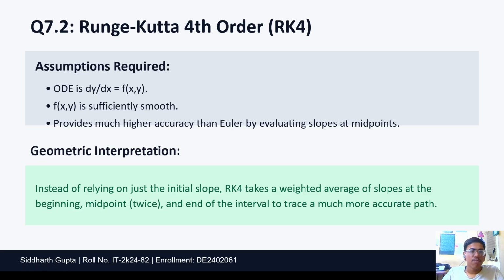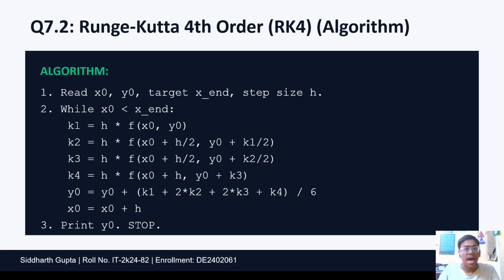Next, moving on to the second part of the question, that is writing the algorithm for Runge-Kutta fourth order. For Runge-Kutta fourth order, we will assume that the equation is an ordinary differential equation, dy by dx equal to f of x comma y. Second, that the graph is smooth, and third, that it provides much higher accuracy than Euler by evaluating slopes at the midpoint. Next, the geometrical interpretation: instead of relying on just the initial slope, Runge-Kutta fourth order takes a weighted average of slopes at the beginning, midpoint, and the end of the interval to trace a much more accurate path. So Runge-Kutta is more accurate than the Euler method.